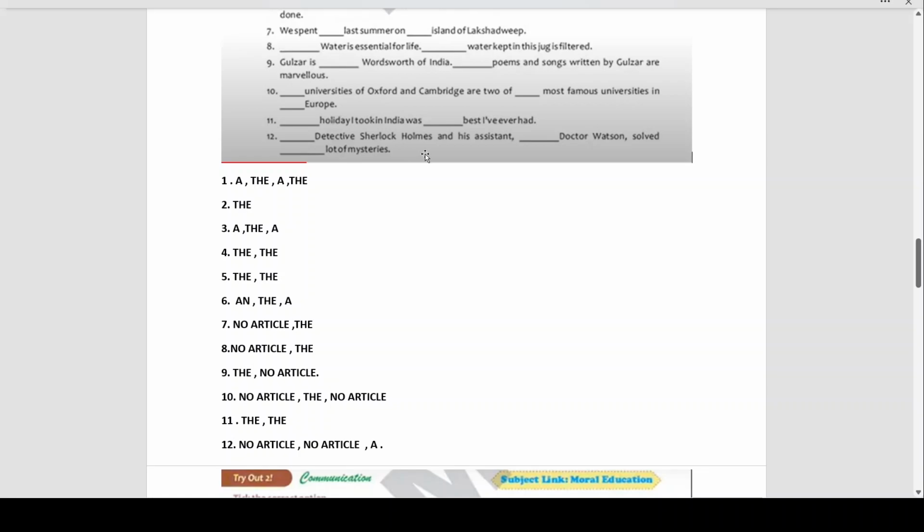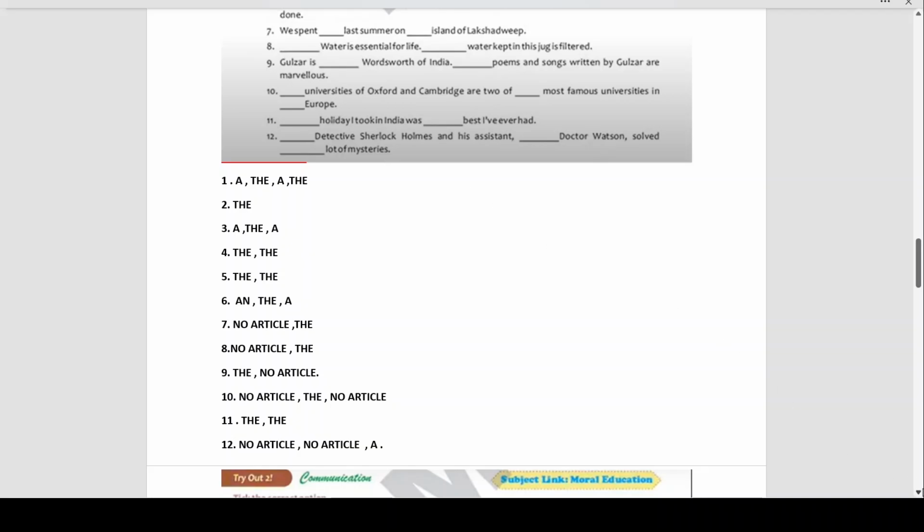12. Detective Sherlock Holmes and his assistant Dr. Watson solved a lot of mysteries. Detective Sherlock Holmes is a proper noun, so it will not require any article before it, because we are talking about Detective Sherlock Holmes and his assistant Dr. Watson. No article here because we are using both of them together in the sentence. So, Detective Sherlock Holmes and his assistant Dr. Watson is understood as one noun phrase. So they solved a lot of mysteries.